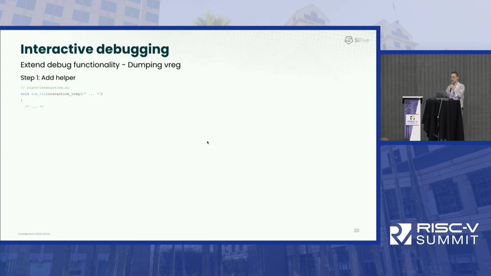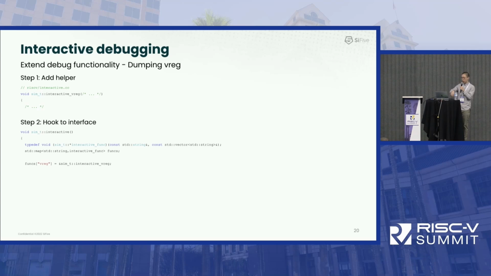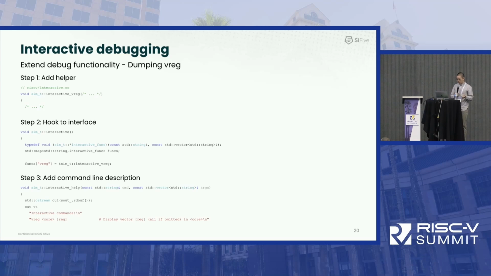First of all, you have to add a helper under interactive.cc. Next, under the main interactive function, you would need to register your helper into the funcs hash map. That would be the desired string you would use when you are interactive debugging. And lastly, you just have to add it into the command line description so people can know.